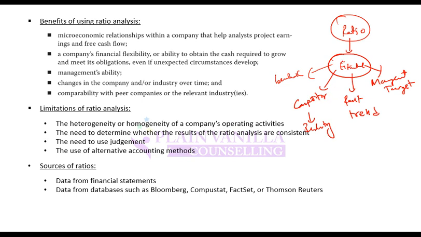Another limitation is that ratios usually involve judgment. No particular ratio is good or bad. There is some judgment involved. One analyst may find some ratio to be good, another may find that to be bad.